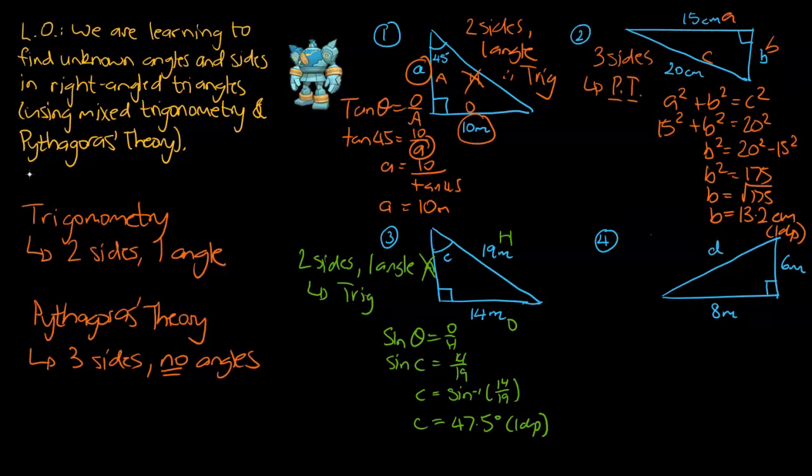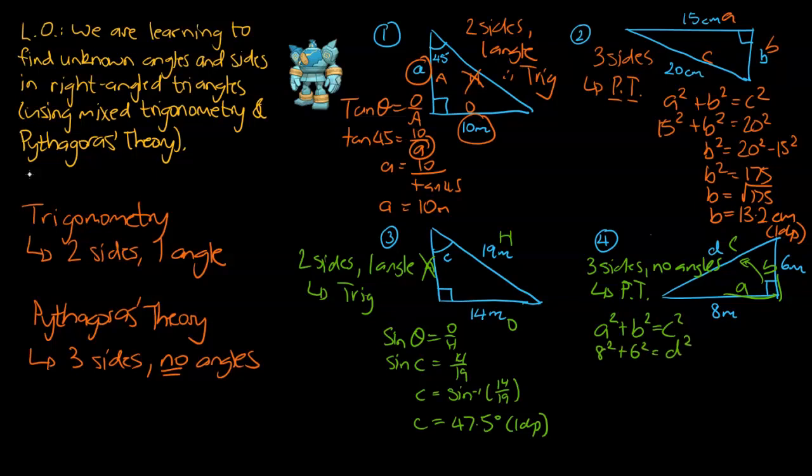And our last question, straight away I'm seeing there are three sides, no angles. That has to be Pythagoras' theory. So let's write down Pythagoras' theory: A squared plus B squared is equal to C squared. We're going to go A and B because they join to make the right angle, and opposite to that is going to be C. So A is 8. So we've got 8 squared plus 6 squared is equal to D squared.